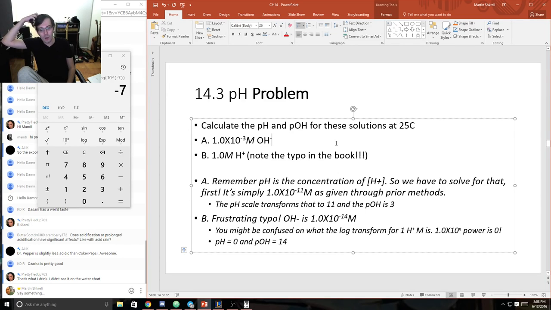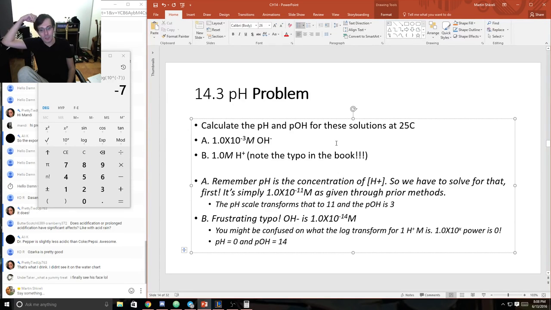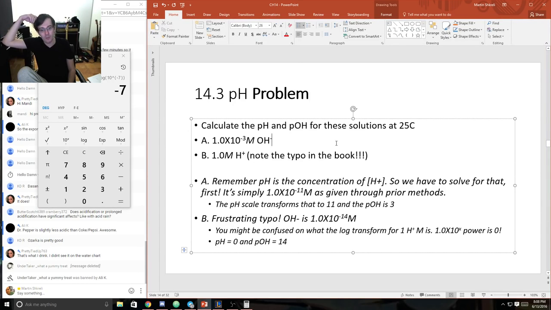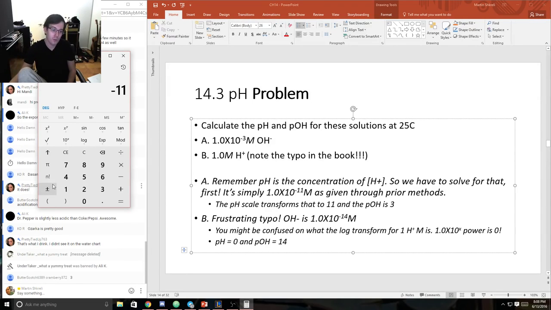So it's very easy. It's just 1.0 times 10 to the -11th. And the pH scale transforms that to what? To 11, because that's how the scale works. It's a negative log. So if you want to do it out in math, you could simply write 10 to the -11. This calculator, it takes 10 to the x, you type the x in first, and it's this long number with 11 places before the 1.